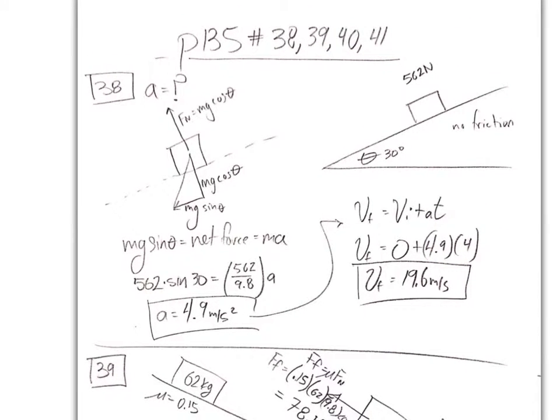Okay, so question 38. A crate on an inclined plane. Calculate the magnitude, meaning amount of the acceleration, and then after 4 seconds, how fast will the crate be going? So, this is what it looks like. In this situation, we do not have friction. We have an inclined plane that is at an angle of 30 degrees with respect to the horizontal, and the crate, we're told, is 562 newtons, meaning that is its weight.